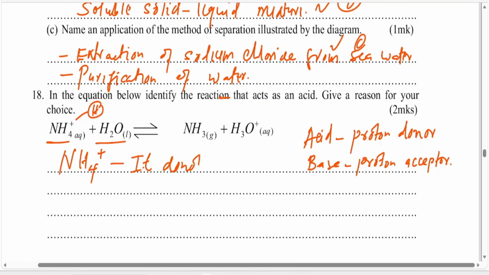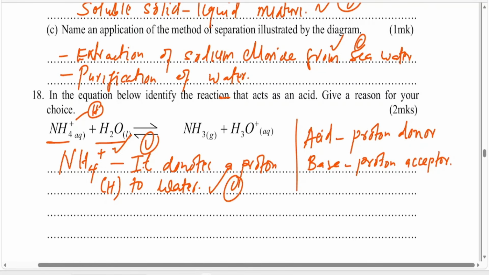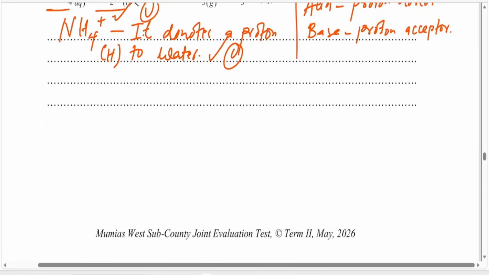It donates a proton, in this case our proton is a hydrogen atom, to water. Stating, 1 mark, and giving a reason, 1 mark. Water, on the other hand, acts as a base because it's a proton acceptor. Let's now move to question number 19.